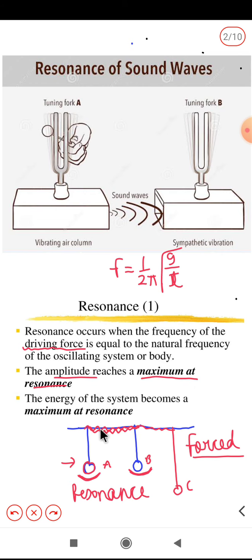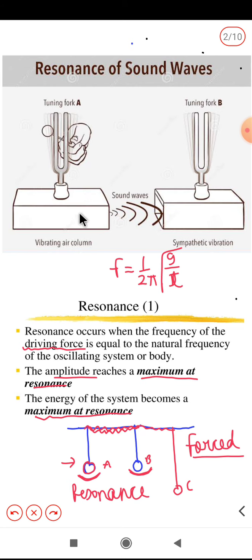Amplitude reaches maximum at resonance. Energy of the system becomes maximum at the resonance. So, maximum energy will get transferred between these two pendulums, and less energy will get transferred to pendulum C. Okay, so one more example they have shown here.